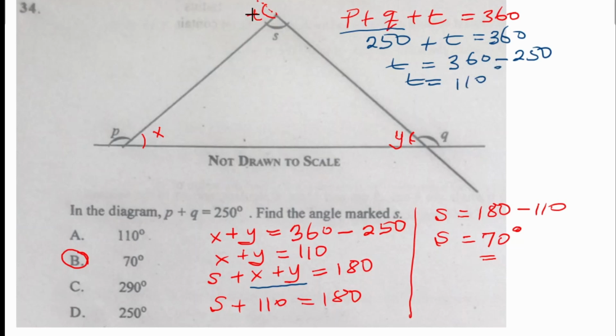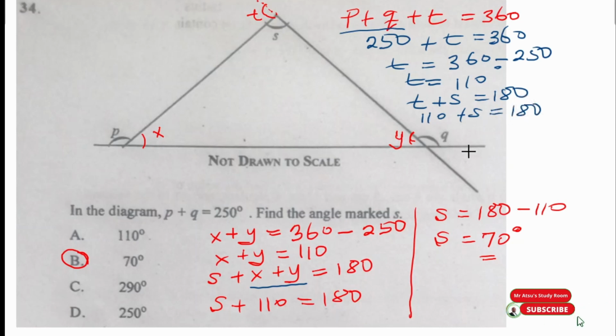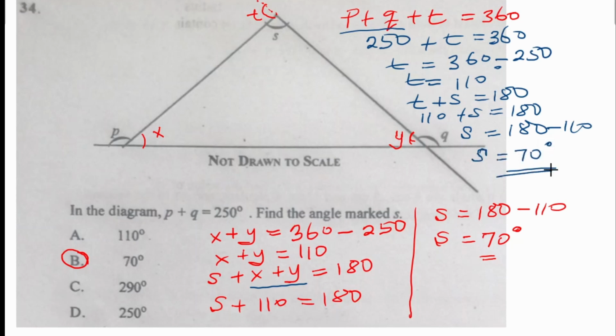Now T plus S are linear pairs, angles on a straight line. So that means T plus S should be equal to 180 degrees. And 110 plus S is equal to 180 degrees. And S will be equal to 180 degrees minus 110, which makes S 70 degrees, which is the same answer. So whichever way you solve it, you should get the same thing.